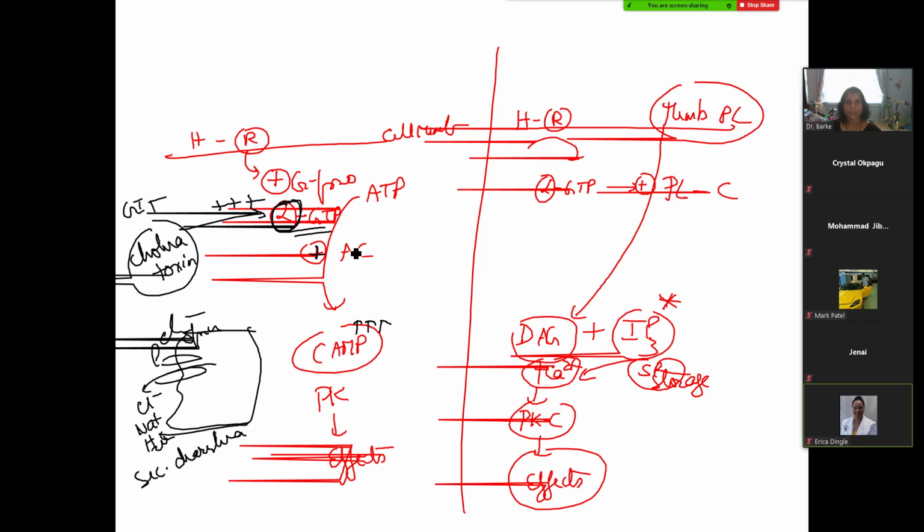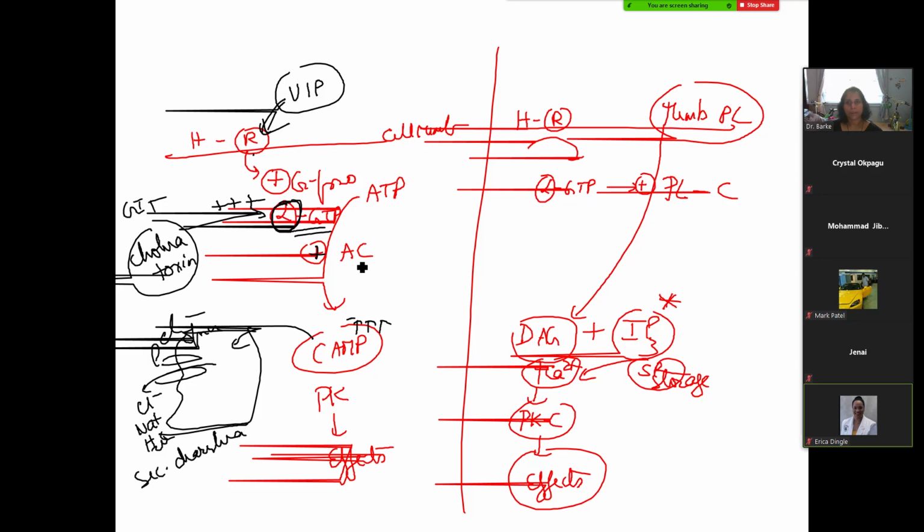Okay, which was the other substance in GIT which caused diarrhea, which bound to the receptor and activated G protein? That was VIP. So VIP will act on the receptor, lead to activation of G protein and increase cyclic AMP, which brings about secretory diarrhea.